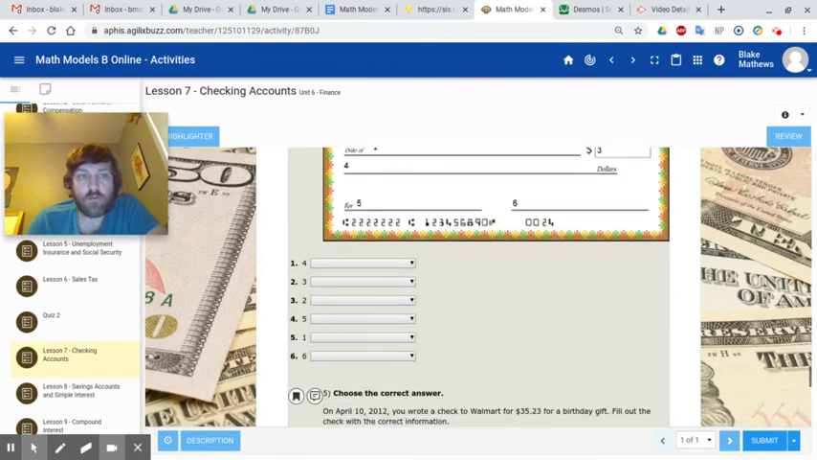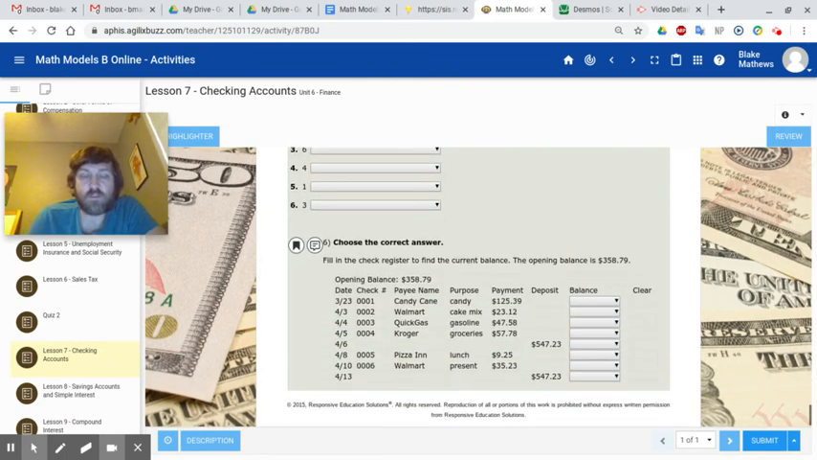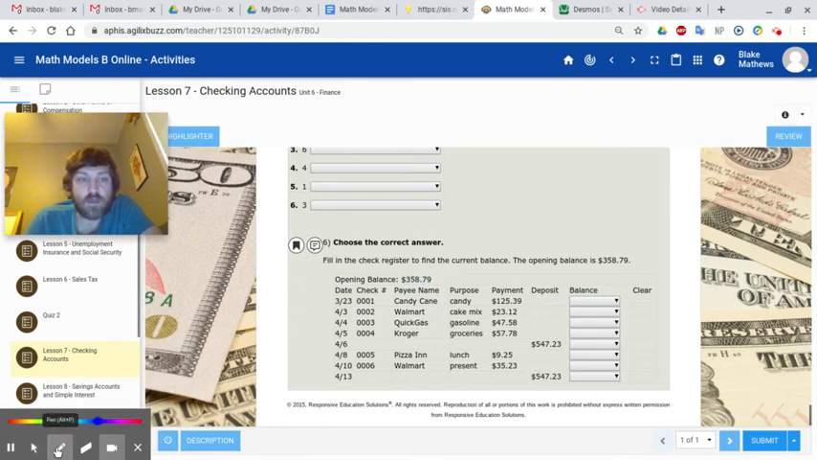That's all of those. And then down on number 6, it has a balance, kind of a list of the payments, deposits, and accounts. The idea here is you start off with $358.79, and every payment is going to be subtracted, and every deposit is going to be added.